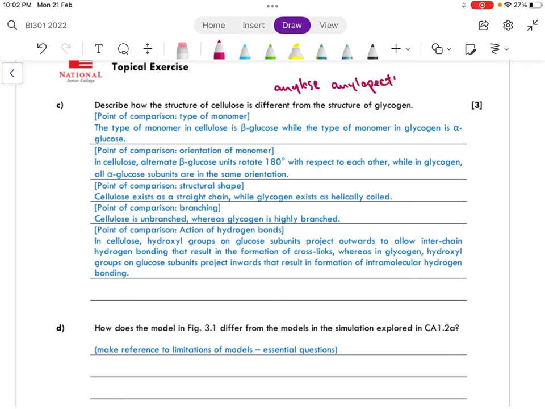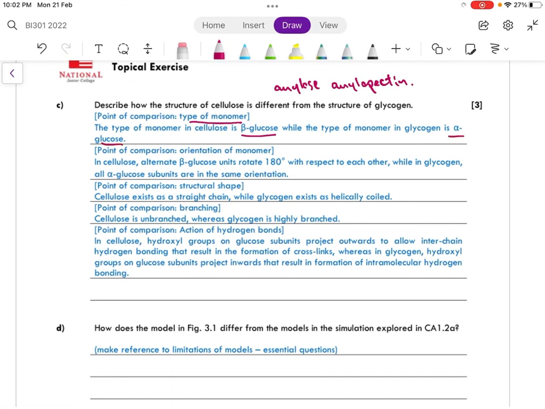Okay, so let's look at the comparison points. In general, I do find that many of you are able to give the points of comparison. However, I want you to take note that you should compare point by point and not paragraph by paragraph. What do I mean by that? So let's take the first point as an example. Here, what we are comparing is the type of monomer. So it goes something like that. The type of monomer in cellulose is beta-glucose, while the type of monomer in glycogen is alpha-glucose.